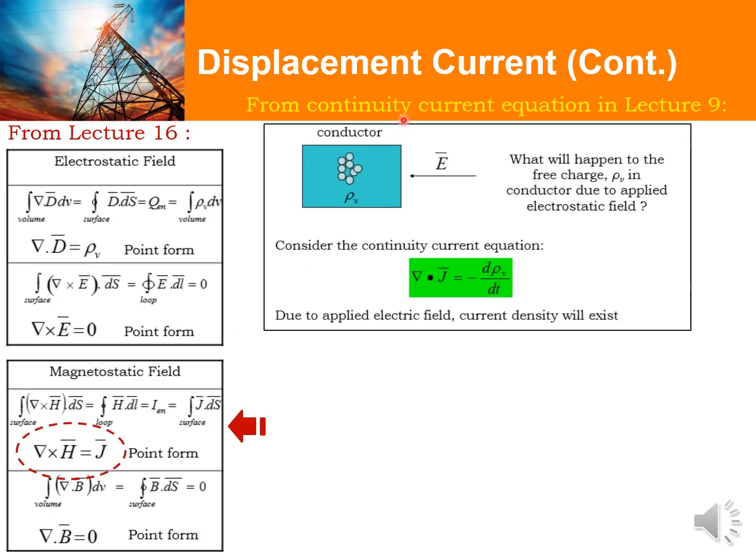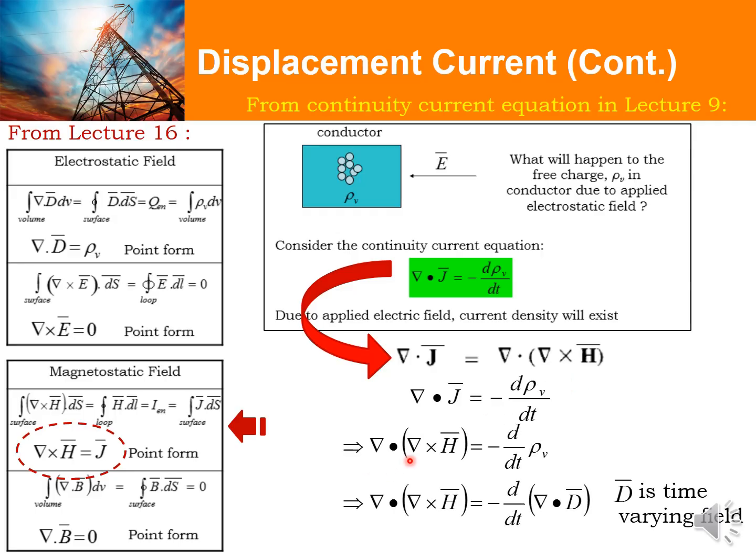From earlier lecture 9, we presented the continuity current equation, in which del dot J is equivalent to negative d rho v over dt. Rho v can also be equal to del dot D. Hence, the continuity current equation can be said to be associated to a case of time-varying D fields and subsequently time-varying E fields. Applying this continuity current equation to the point form of this Maxwell equation, we can get this mathematical relation. Hence, we can also relate that del dot del cross H is equivalent to negative d over dt of rho v. That is also equivalent to del dot D. Thus, this is the relation of magnetic field intensity as well as electric flux density in the case of time-varying electric field.